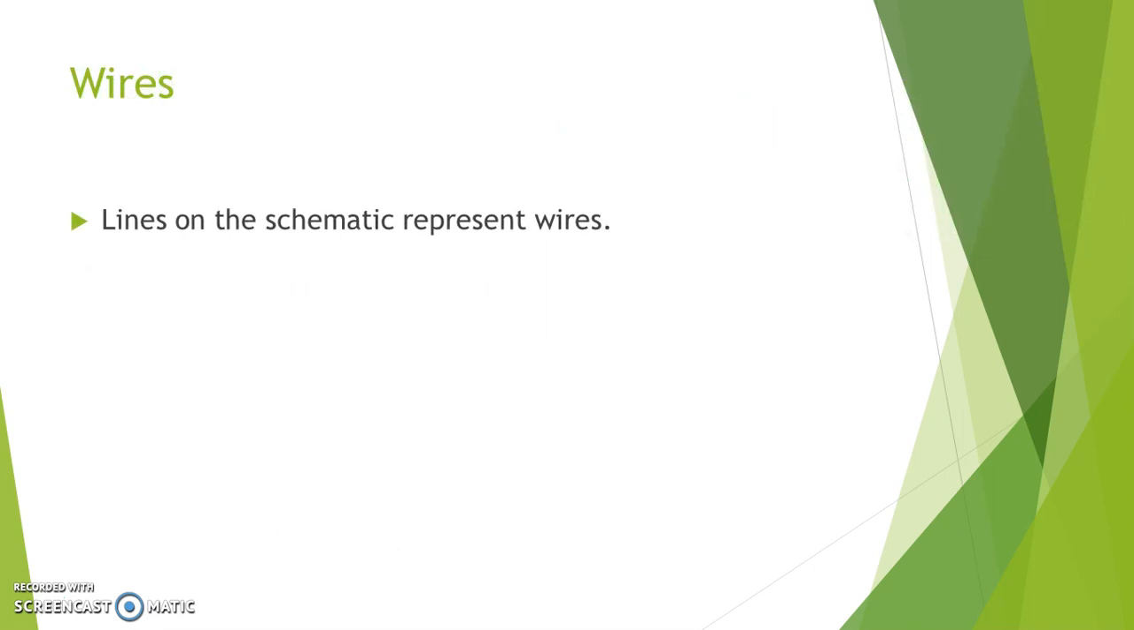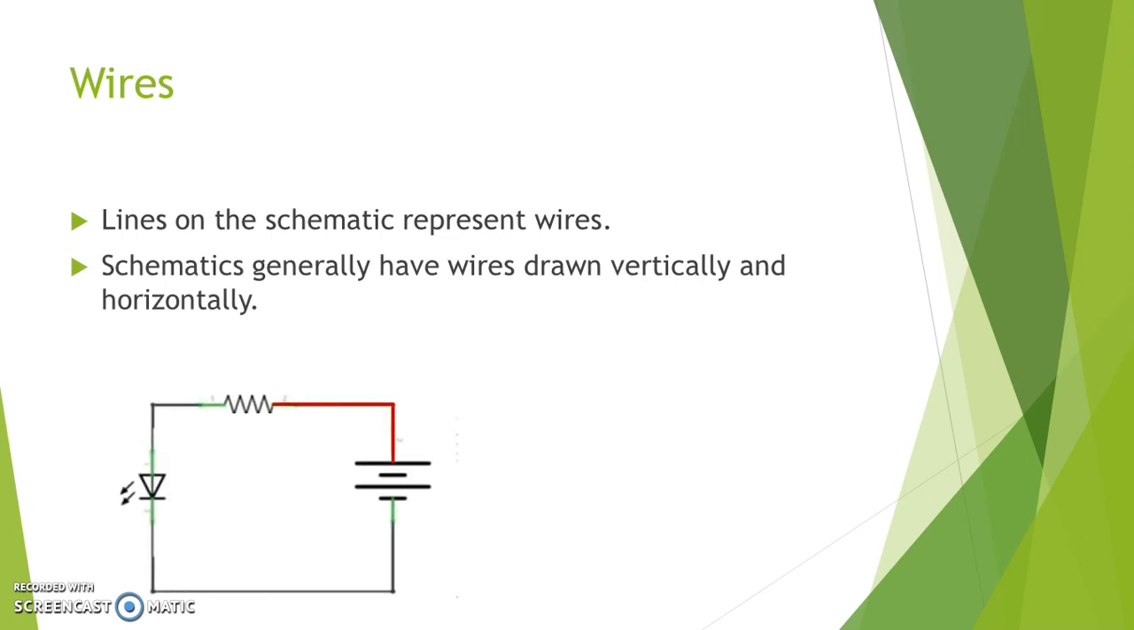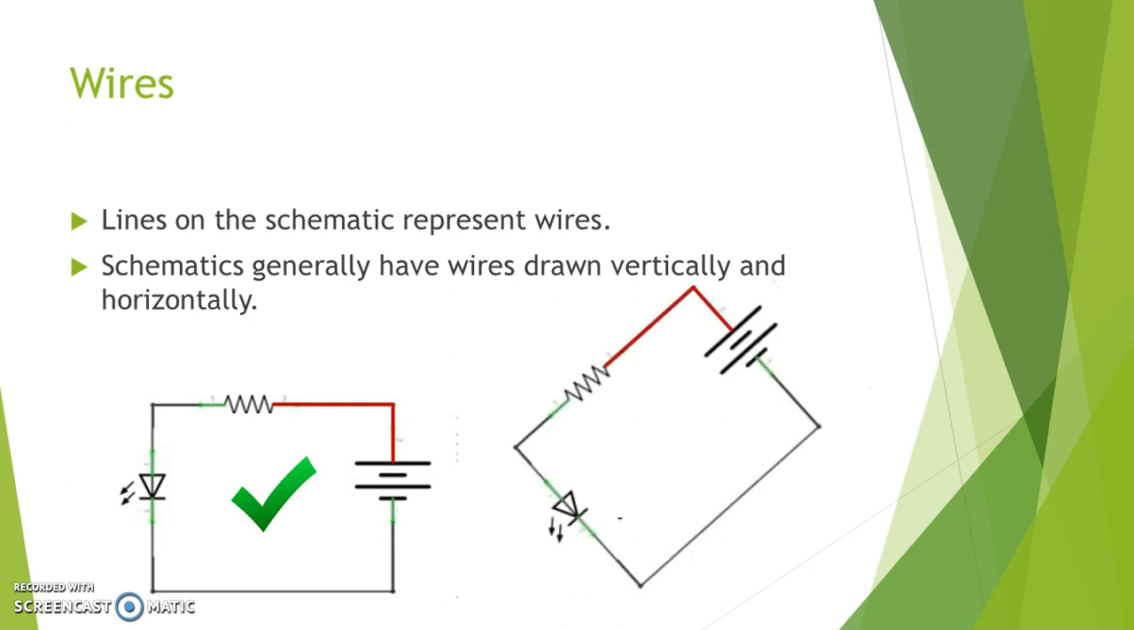Okay, wires, we don't often talk about them, ironically. Lines on the schematic represent wires. These schematics generally have wires drawn vertically and horizontally, not diagonally, although there are exceptions. So we've seen over and over again these orthogonal wires, these running east-west and north-south. This is an acceptable circuit. This kind of goes away from conventions.